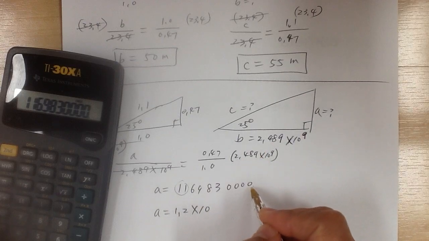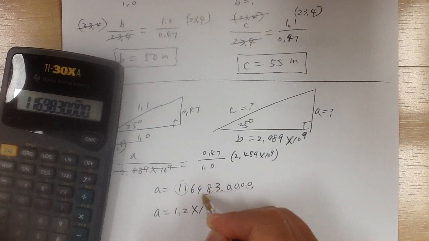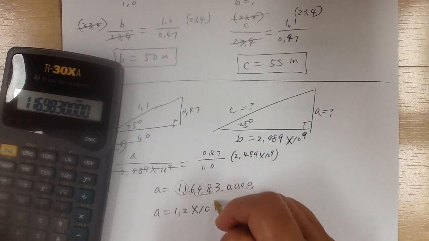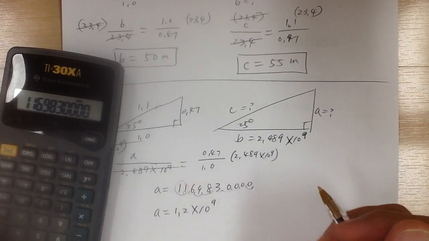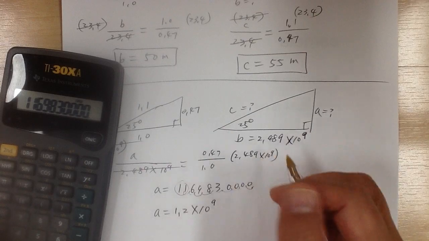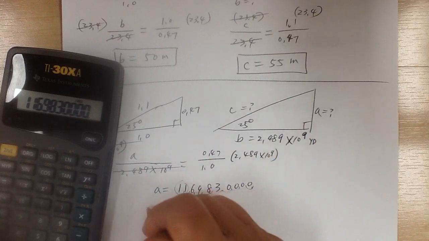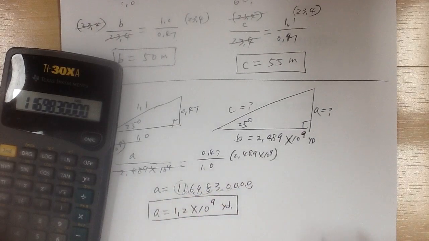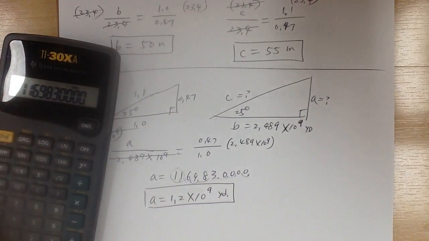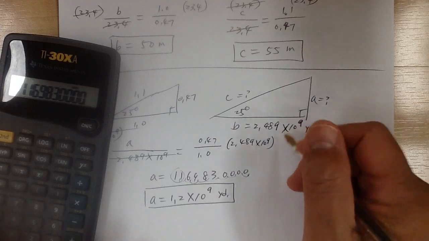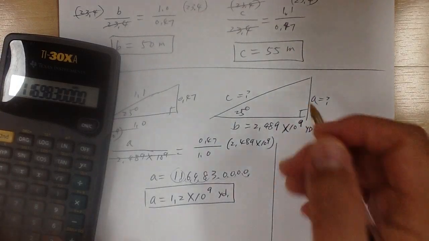You have to know how to do this manually. From here you go 1, 2, 3, 4, 5, 6, 7, 8, 9. So 10 to the 9, and the label would be yards. That's not too bad. Now let's do the C.